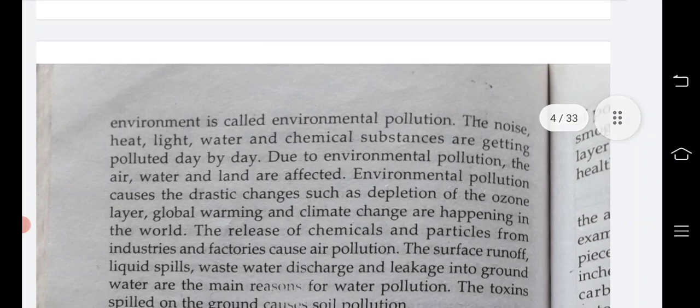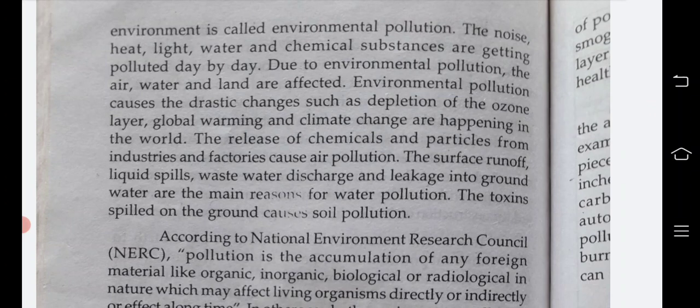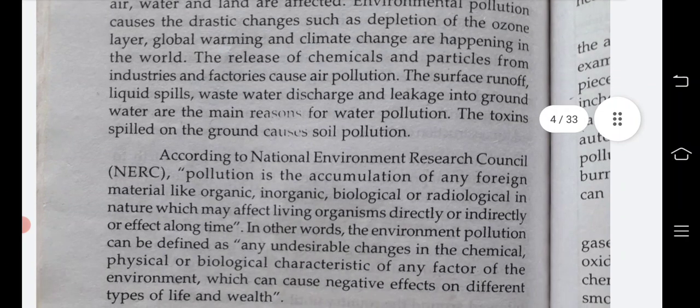The noise, heat, light, water, and chemical substances are getting polluted day by day. Now, due to environmental pollution, the air, water, and land are affected. Environmental pollution causes drastic changes such as depletion of the ozone layer, global warming, and climate change in the world. Now, surface runoff, liquid spills, wastewater discharge, and leakage into groundwater are the main reasons for water pollution. The toxins spilled on the ground cause soil pollution. According to the National Environment Research Council, pollution is the accumulation of any foreign material, organic, inorganic, biological or radiological in nature, which may affect living organisms directly or indirectly or over a long time.